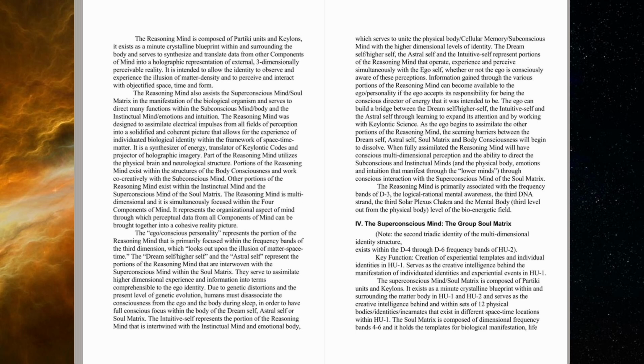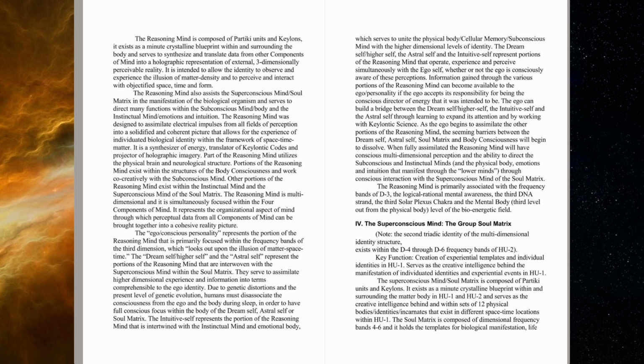Part of the reasoning mind utilizes the physical brain and neurological structure. Portions of the reasoning mind exist within the structures of the body consciousness and work co-creatively with the subconscious mind. Other portions of the reasoning mind exist within the instinctual mind and the superconscious mind of the soul matrix. The reasoning mind is multidimensional, and it is simultaneously focused within the four components of mind. It represents the organizational aspect of mind through which perceptual data from all components of mind can be brought together into a cohesive reality picture.